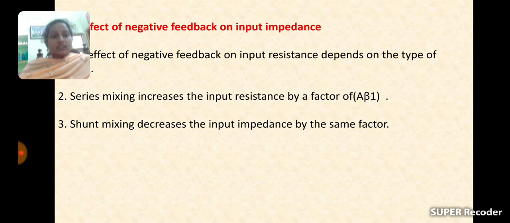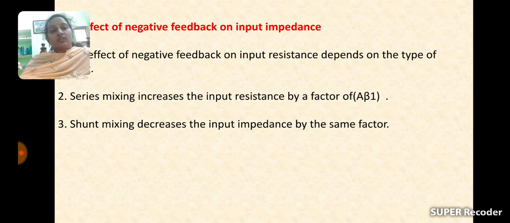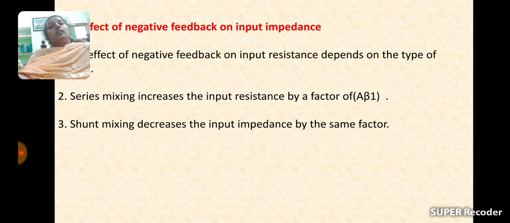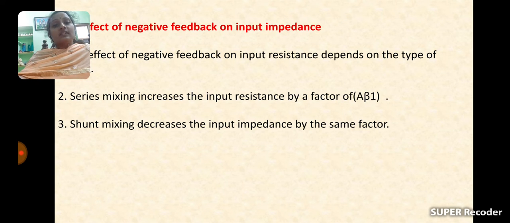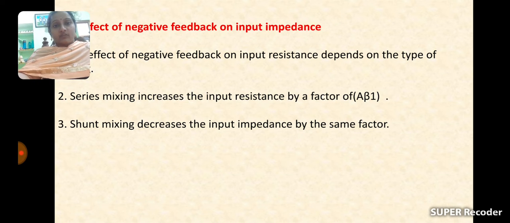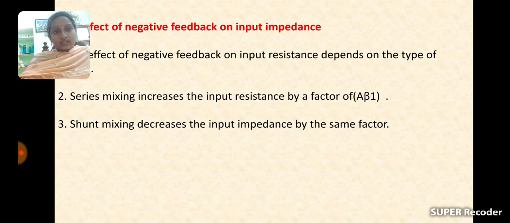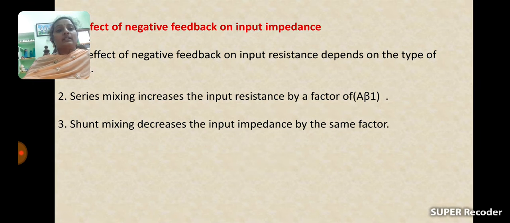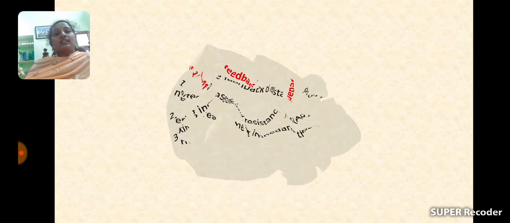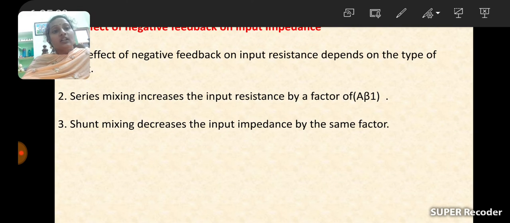We already read about mixings: voltage series mixing, voltage shunt mixing, current series mixing or current shunt mixing. That indicates whether it is series mixing or shunt mixing. If it is series mixing, it increases the input resistance by a factor of A beta 1. The shunt mixing decreases the input impedance by the same factor. Listen here, there is a slight difference between series mixing and shunt mixing.